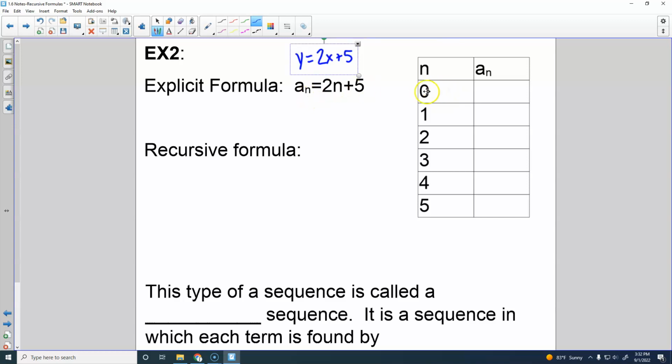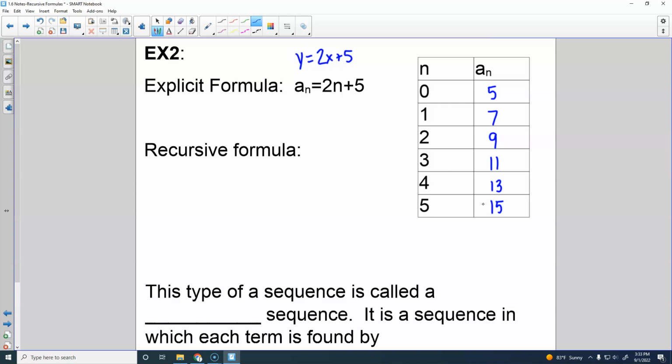So if we were to plug in 0 here, 2 times 0 plus 5 would give us 3. 2 times 1 plus 5, I'm sorry, that is terribly wrong. This will be 5. 2 times 1 plus 5 is going to give us 7. 2 times 2 plus 5 is going to give us 9. You can start to already see what's happening with the pattern here. We're going to have 11, 13, 15. So this is a linear pattern that we're seeing here.